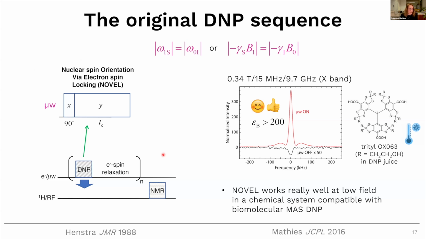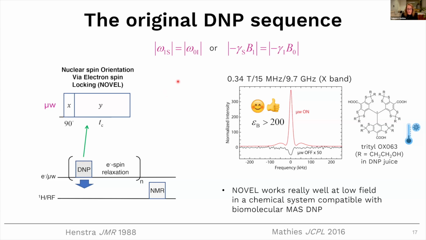It's called NOVEL, which stands for nuclear spin orientation via electron spin locking. And here you see a scheme of that DNP pulse sequence, and it's the DNP block. We essentially apply spin lock to the electron spin with the microwave irradiation. So we apply a 90-degree pulse, we change the phase by 90 degrees, and then during a time that we call the contact time, we induce a transfer of electron spin longitudinal magnetization.